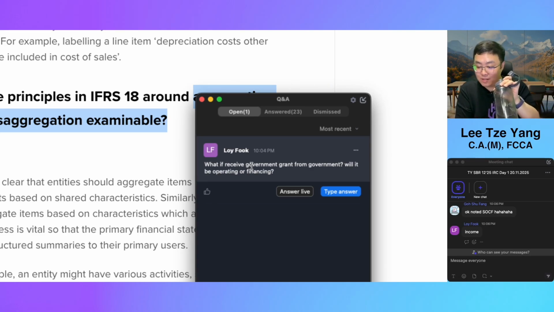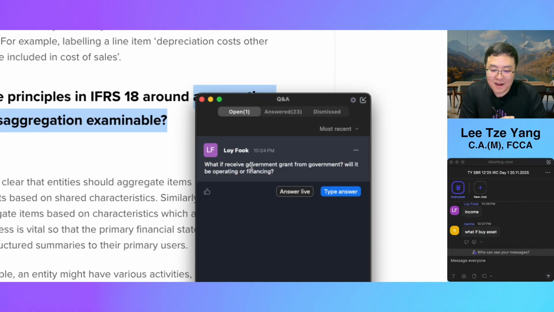Does it want me to do something? What is the purpose of the grant? Because if not, I cannot answer. You need to tell me the purpose of this grant. Government giving me a grant cannot be for a fun run. Really, for operating. Okay, now if it is to buy an asset, it is a government grant related to asset.